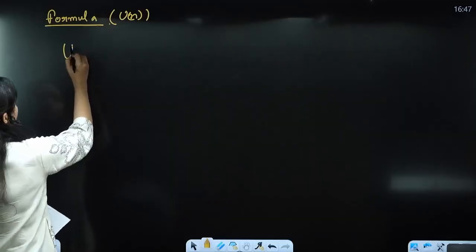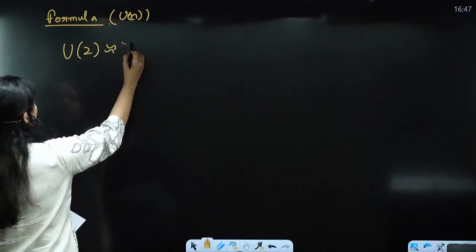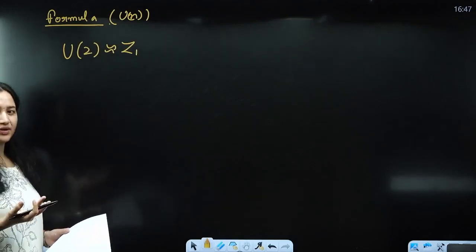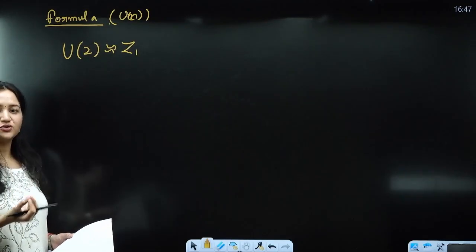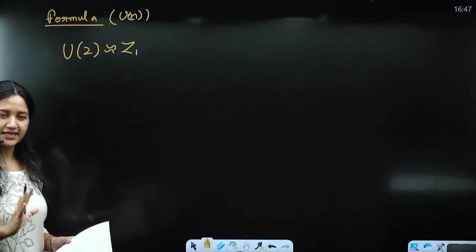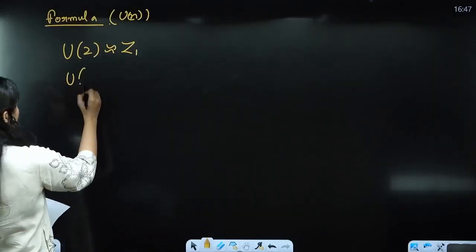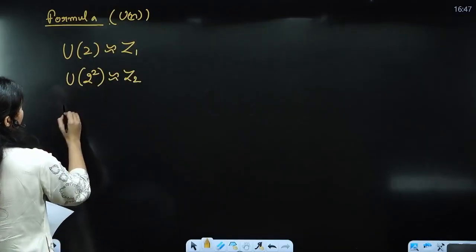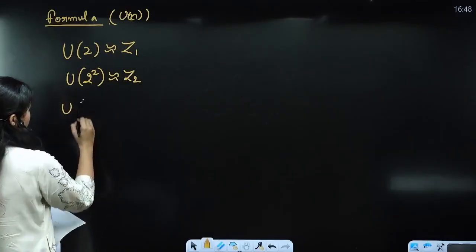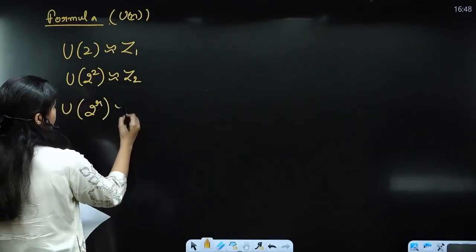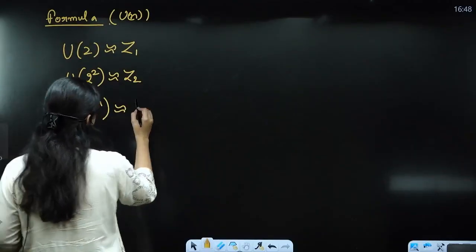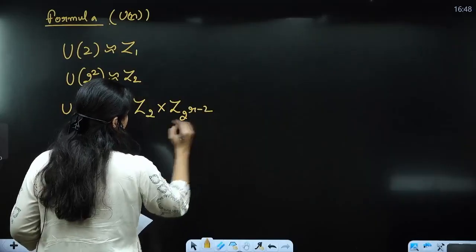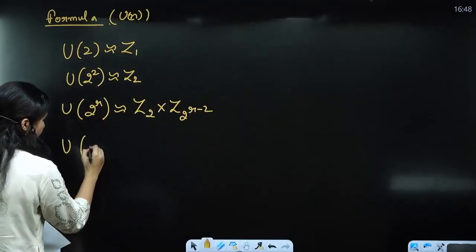So first of all, U2 is isomorphic to Z1. ठीक है, that means basically आपके कौन से elements हैं जो कि आपके less than or equals to 2 हैं and they are co-prime to 2. ठीक है, now then you have U2 square is isomorphic to Z2. Then you have U2 raised to the power r is isomorphic to Z2 into Z2 raised to the power r minus 2.